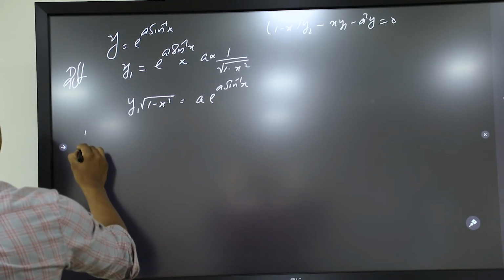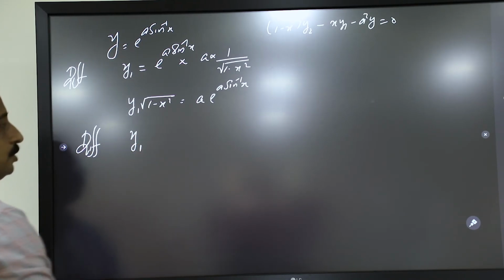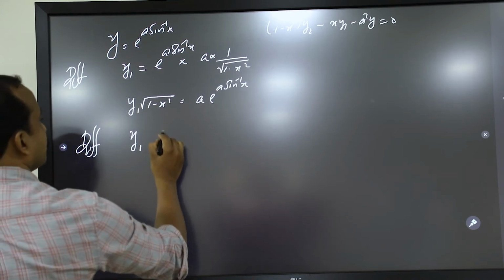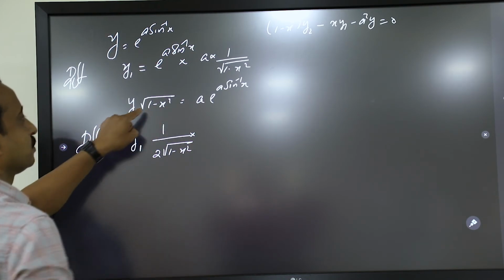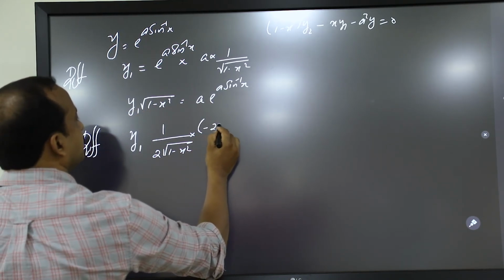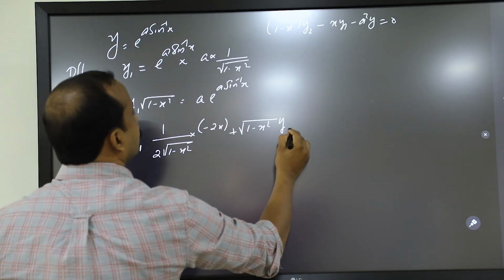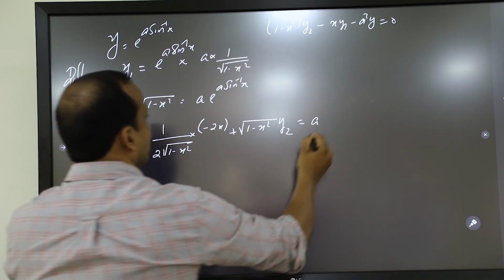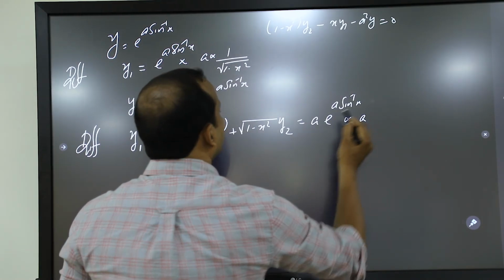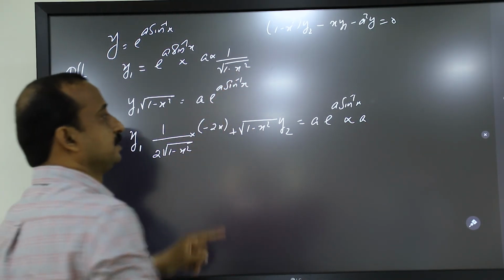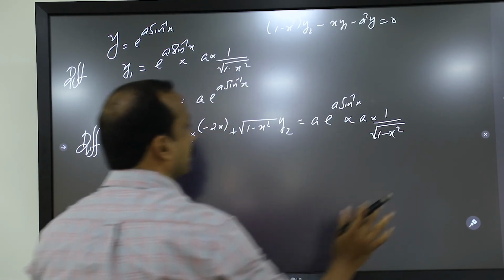Again we differentiate with respect to x on both sides. Therefore, y1 into the derivative of the root, which is 1 by 2 root of 1 minus x square. Again using function of function, the derivative of 1 is 0 and the derivative of minus x square is minus 2x, plus square root of 1 minus x square into the derivative of y1, which is y2, equal to a into the derivative of e raised to a sine inverse x, which is e raised to a sine inverse x into, using function of function, the derivative of a sine inverse x, a into the derivative of sine inverse x, which is 1 by root of 1 minus x square.